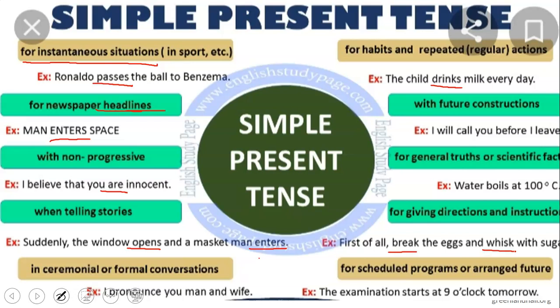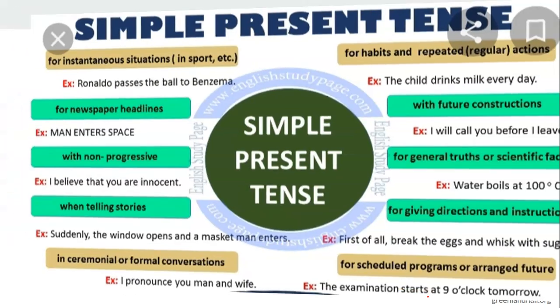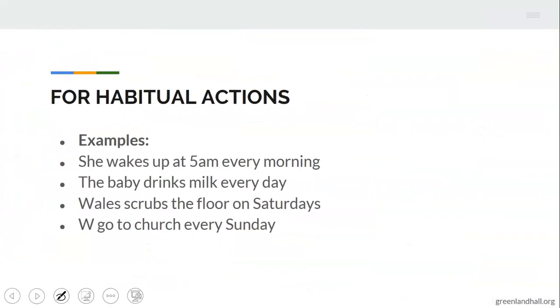Then for scheduled programs or arranged future, something that you have arranged, something that has been scheduled. Now we have an example here. The examination starts at 9 o'clock tomorrow. Starts here tells us that the information has been given in the simple present tense.